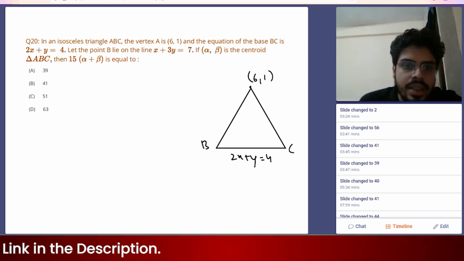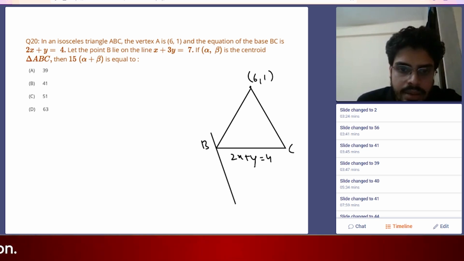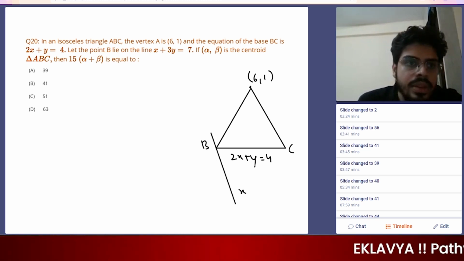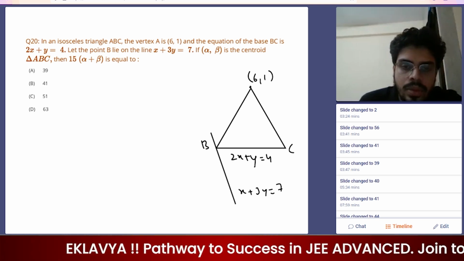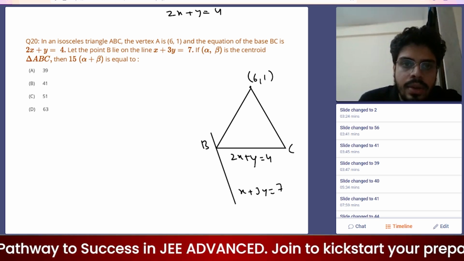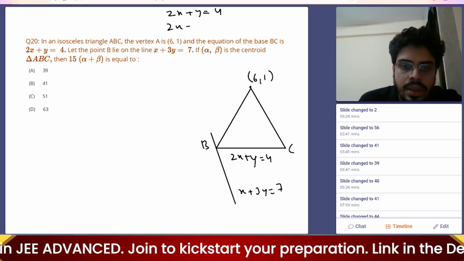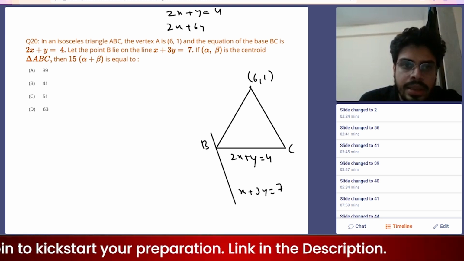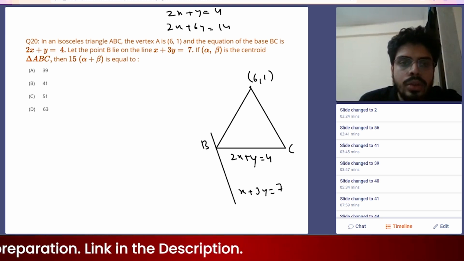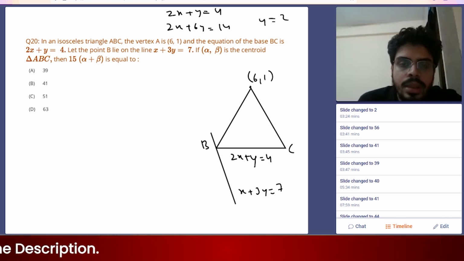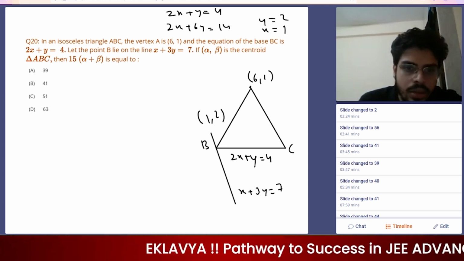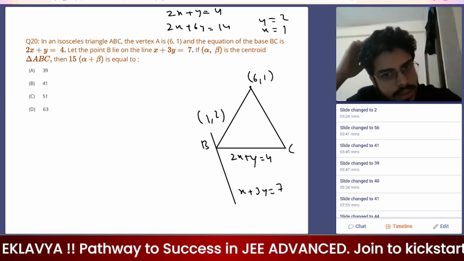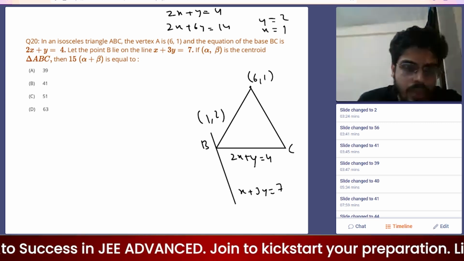So B will be the intersection point of these two lines, the other being x plus 3y equal to 7. So let us solve. 2x plus y is equal to 4 and I'll write 2x plus 6y is equal to 14. So 2x will get cancelled, 5y will be equal to 10, y will be equal to 2 and x you can write from here, 1. So B is 1, 2.